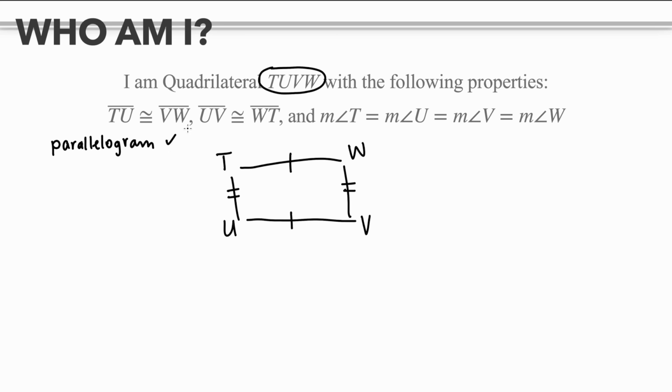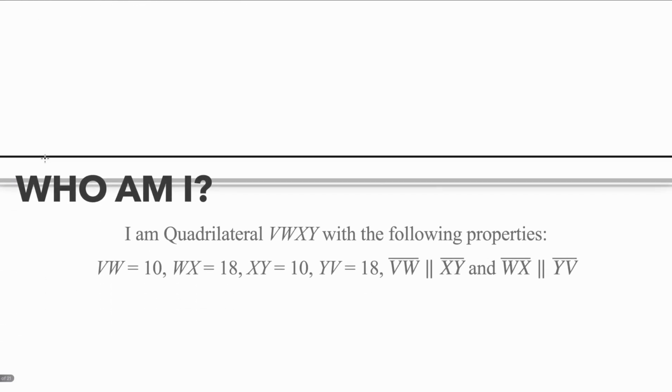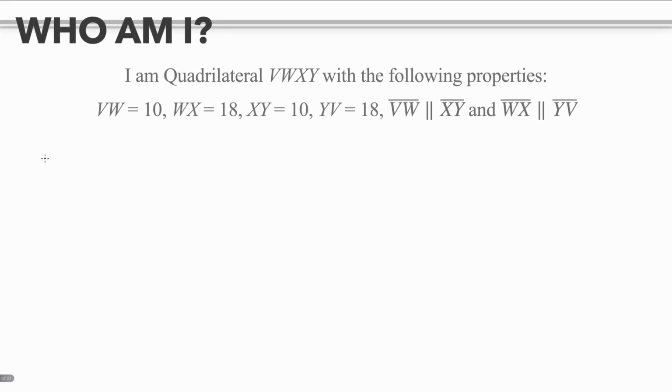Now let's see what else we know. We know that angle T is equal to angle U is equal to angle V is equal to angle W. That means all of the angles are equal. And where do we see all angles equal? In a rectangle. So therefore, I can specifically say that I'm a rectangle. So pause the video and attempt this one and then hit resume.